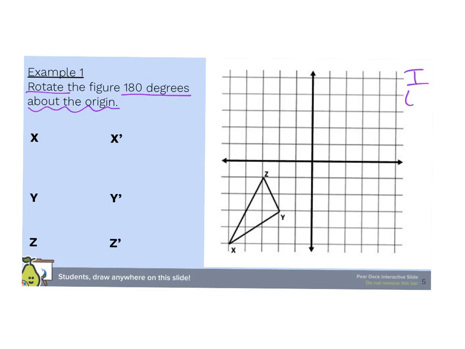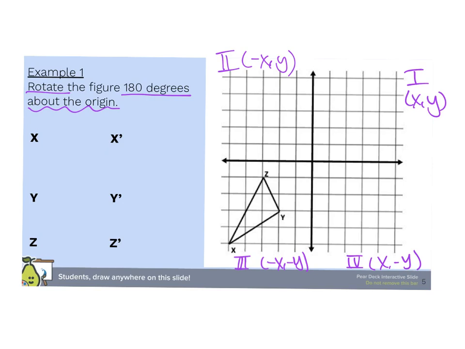This is quadrant 1, positive. Quadrant 2, negative x, positive y. Quadrant 3, everything's negative. And quadrant 4, positive x, negative y. Yes, I want to see that every time.